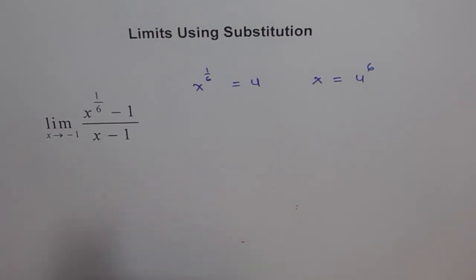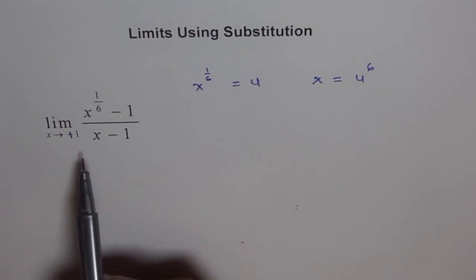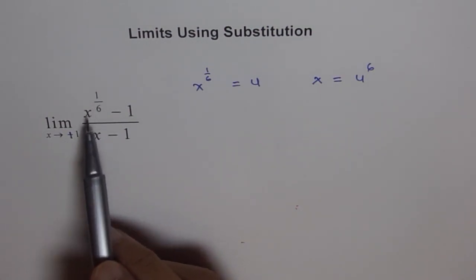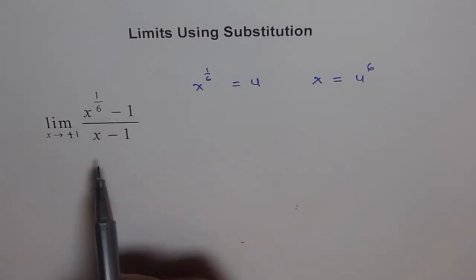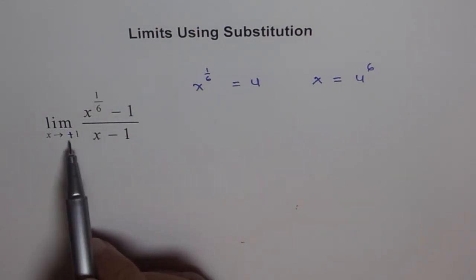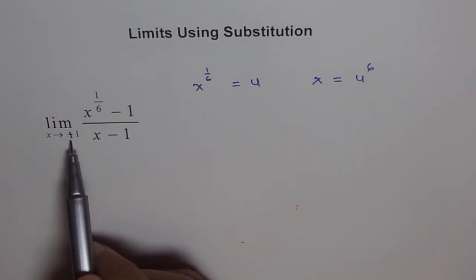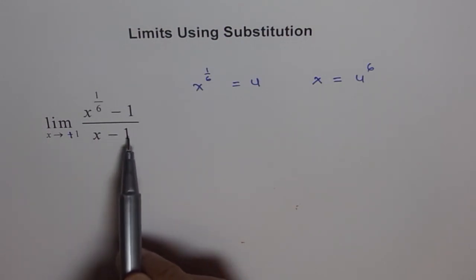Actually, this question should be x approaching plus 1, not minus 1, because if it is minus 1, I could substitute minus 1 and get the answer, right? Minus 1 will not give me 0 over 0, right? So it's a typing error. It's good, I checked it. If I write minus 1 here, I get minus 1 as minus 2, so I don't get 0 over 0, right?